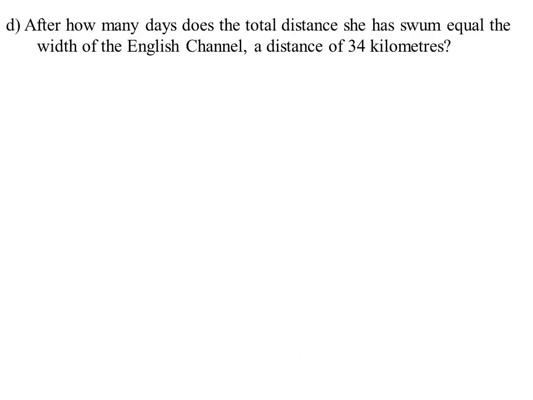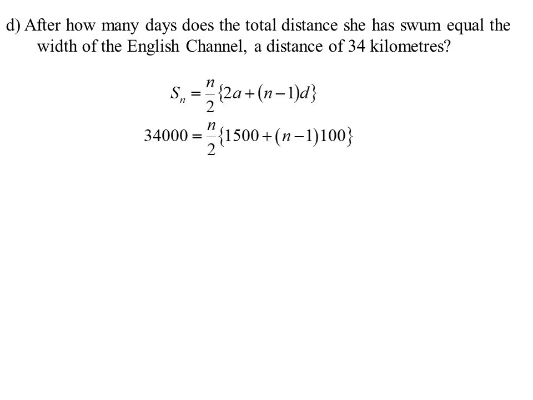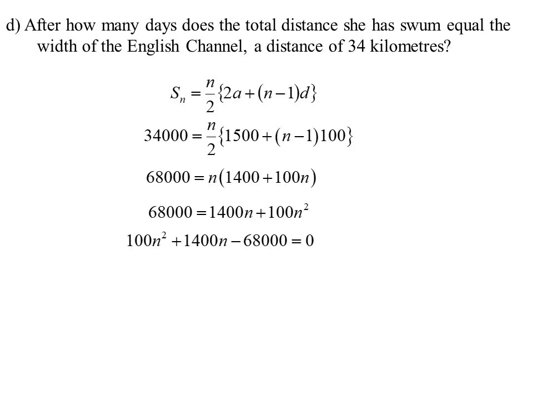Something I'm sure we all would like to know. After how many days does the total distance she swam equal the width of the English Channel? A total of 34 kilometres. So our sum to n, we would like to know when is that equal to 34,000. We end up with a quadratic to solve. Well, actually everything divides by 100.